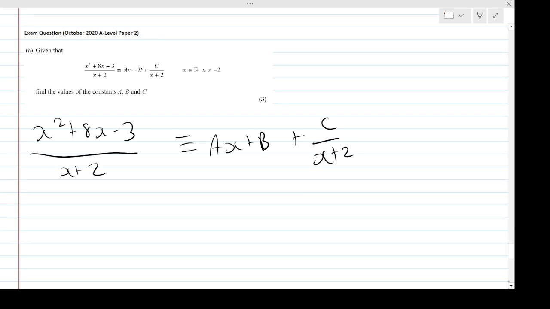Anyway, so again, we can't really simplify this fraction down. I mean, you could try and factorise this, but I don't think you'll get any common factors with the bottom of x plus 2.